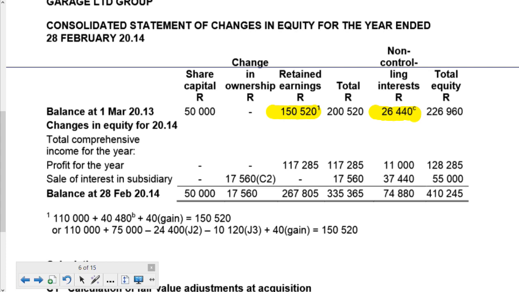Then what do we see coming through? We see the 11 and this, which comes from the P&L. And then we see this, the change in ownership, 17,560, which is profit, so it's a credit going up. NCI going up by the 37,440, and that balances to the 55, which is what we have to account for, isn't it? The total of the 55, which in our balance sheet then would have been in bank.